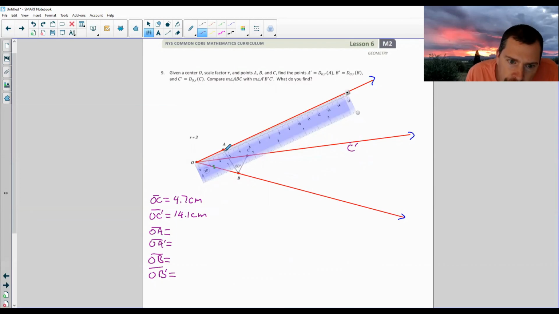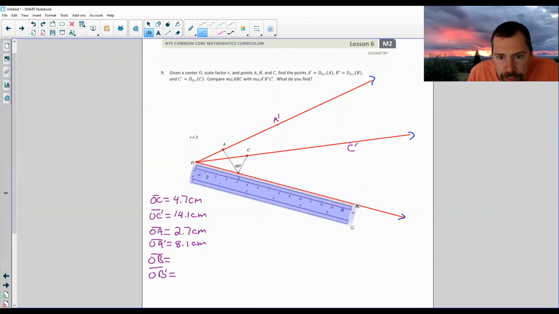OA is 2.7 centimeters. So 2.7 times 3 equals 8.1. So OA prime is 8.1 centimeters. 8.1 centimeters is right here, and that's A prime. Rotate this now down to B.